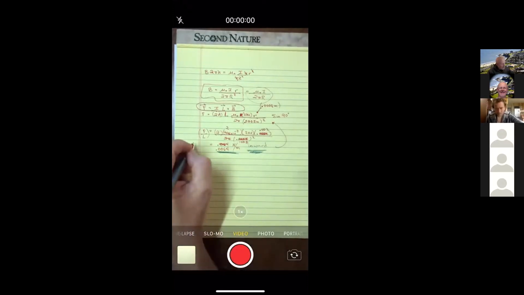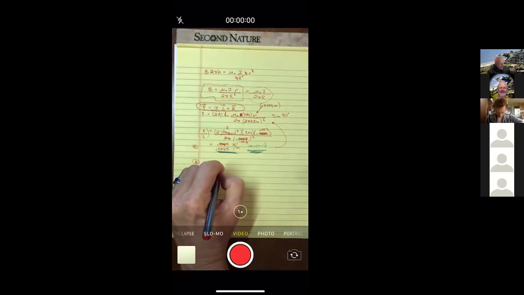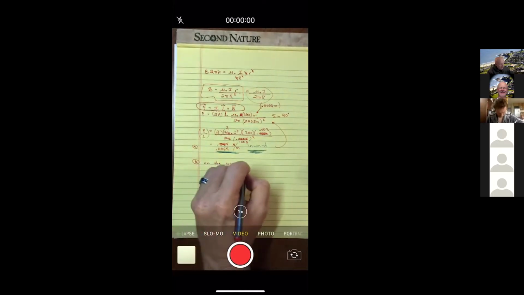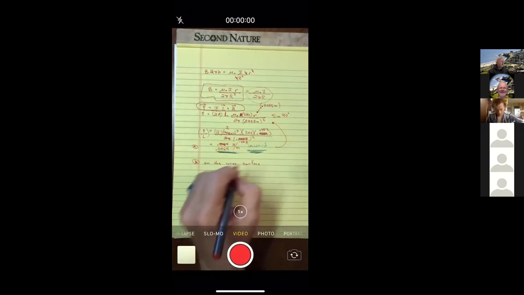So maybe I should put this as the answer to A, and the answer to B would be on the wire's surface, or the bundle's surface. So we've got them bundled together.